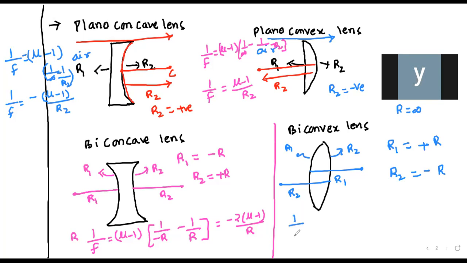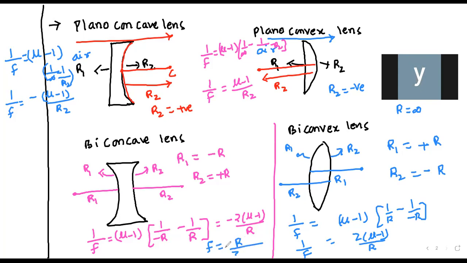So 1 by F is equal to mu minus 1 times 1 by R minus 1 by minus R. Upon calculation, we get 1 by F equal to 2 times mu minus 1 by R. So the focal length of a biconcave lens is minus R by 2 into mu minus 1, and the focal length of a biconvex lens is R by 2 into mu minus 1.